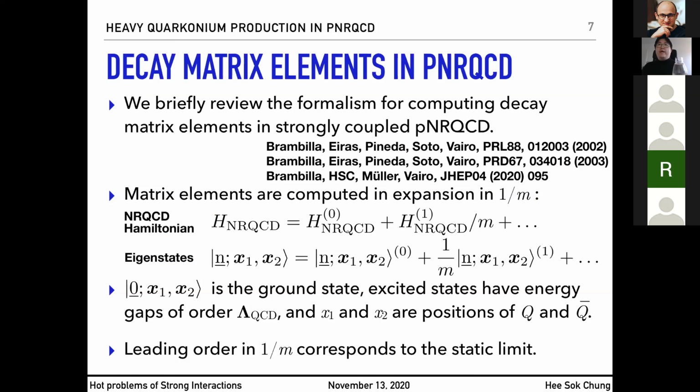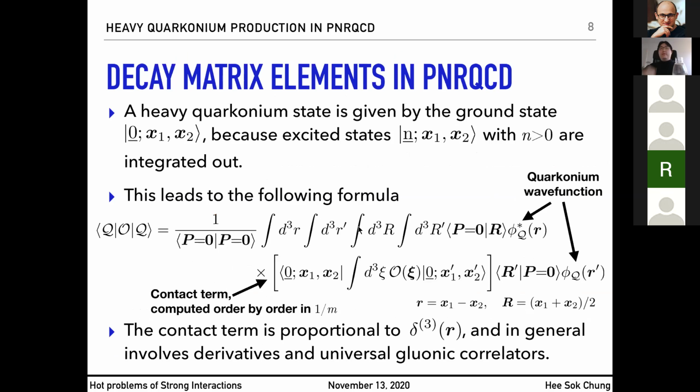To describe how we do that, we briefly review the formalism for computing decay matrix elements in strongly coupled pNRQCD. What we do is expand the NRQCD Hamiltonian and its eigenstates in powers of 1/m. So H is the Hamiltonian. These are the eigenstates. n equals 0 corresponds to the ground state. Excited states with n larger than 0 have energy gaps of order Lambda QCD. And x1 and x2 are positions of the quark and anti-quark. These positions make sense in the static limit, which is given by the leading order piece in 1/m. Since in strongly coupled pNRQCD, excited states with n larger than 0 have energy gaps of order Lambda QCD, these are integrated out. So a heavy quarkonium state is just given by the ground state.